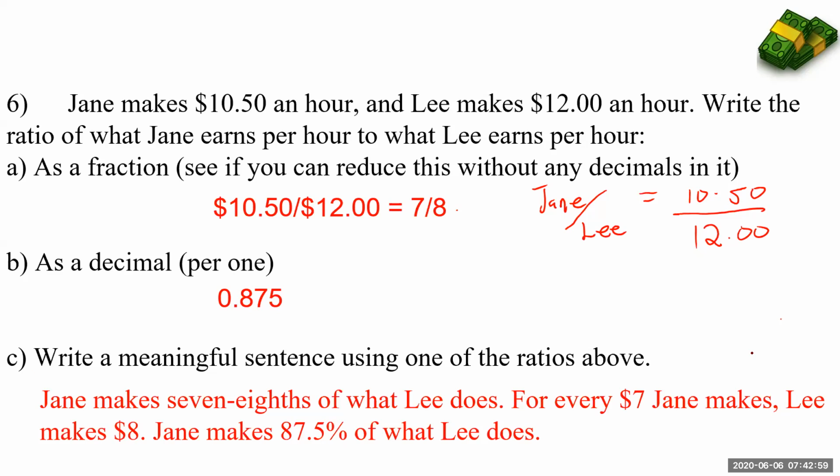And if you want to look at it percentage-wise, you see Jane makes 87.5% of what Lee does. So these are three separate interpretations you can make. Either of these is right. Is that okay? So this is how you interpret this fraction. Is that okay? Sweet.